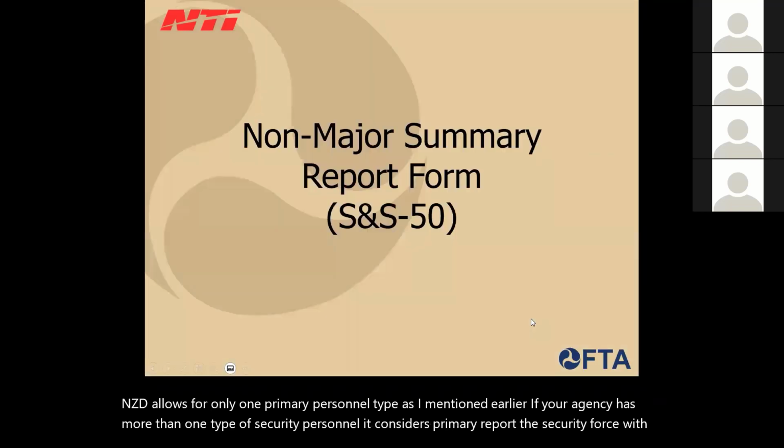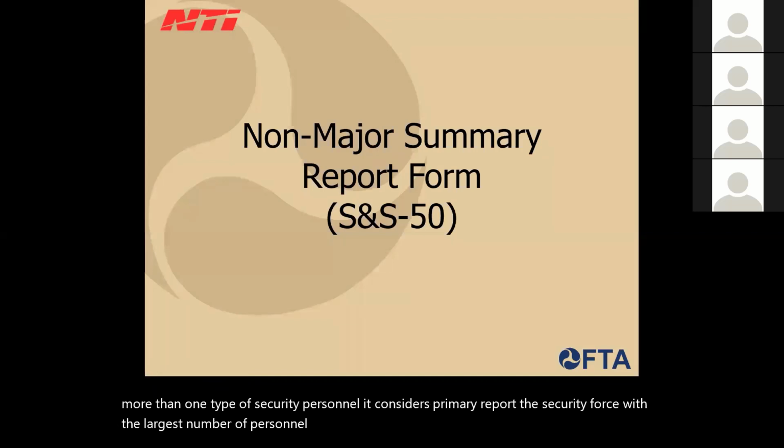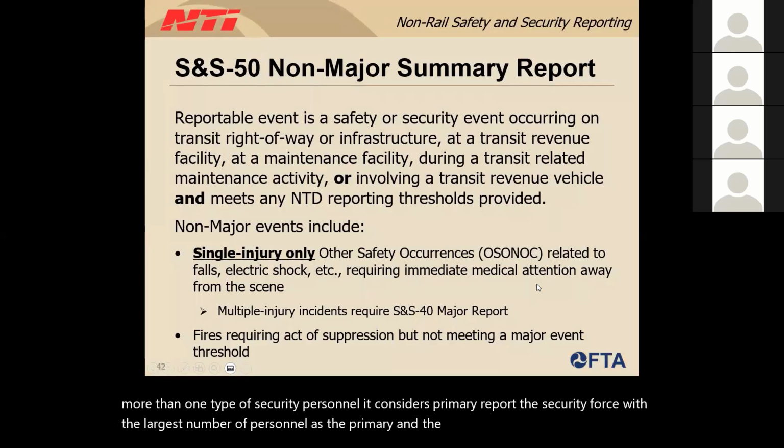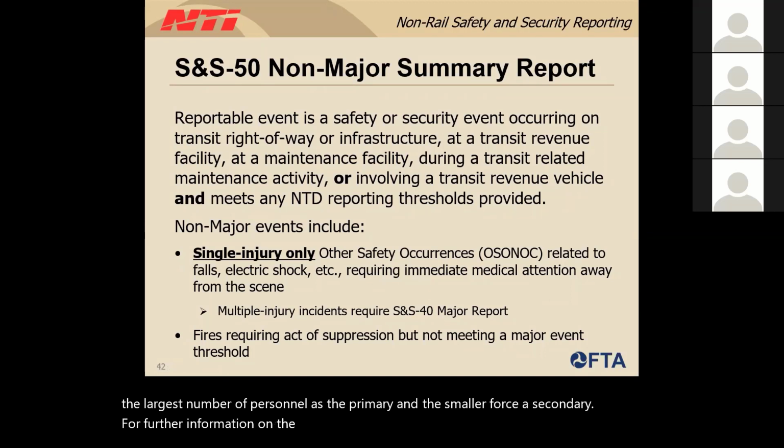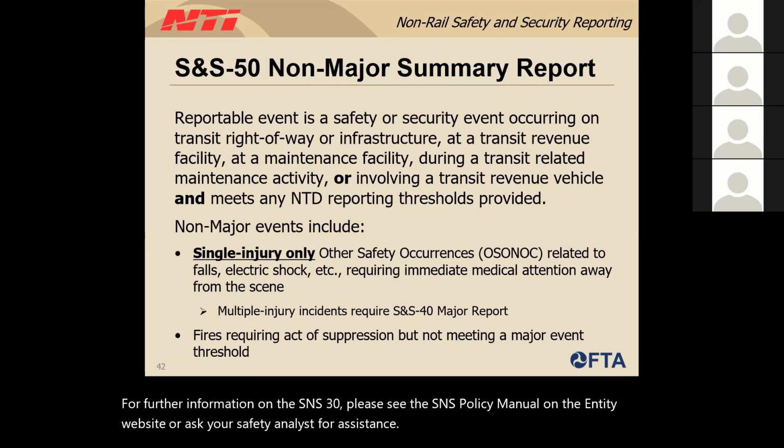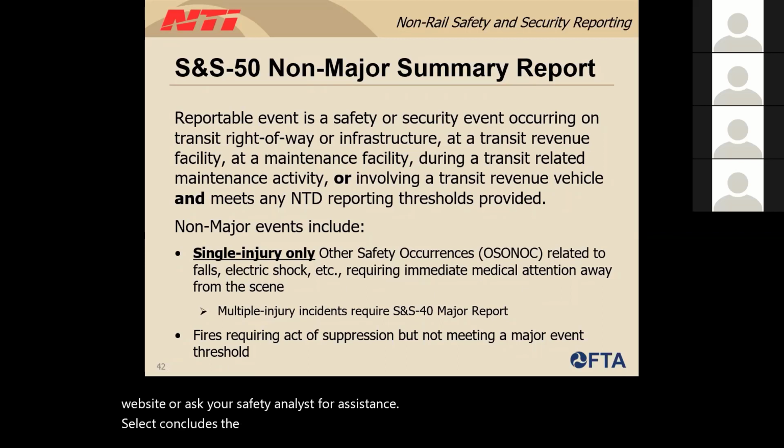So that concludes the SNS 30. We're going to take a look at the SNS 50 monthly summary report. First of all, what's reportable on the SNS 50 forms? The definition of a reportable event is a safety or security event occurring on the transit right-of-way or infrastructure, at a transit revenue facility, at a transit maintenance facility, during a transit-related maintenance activity, or involving a transit revenue vehicle.